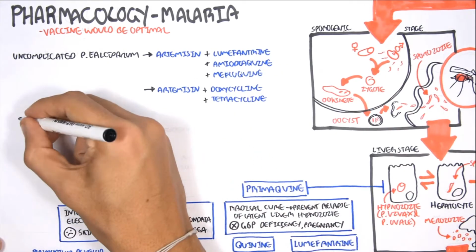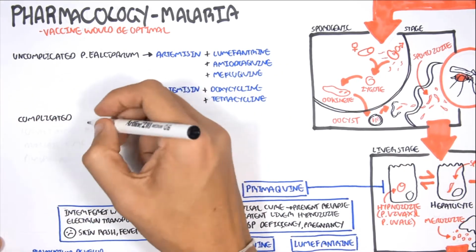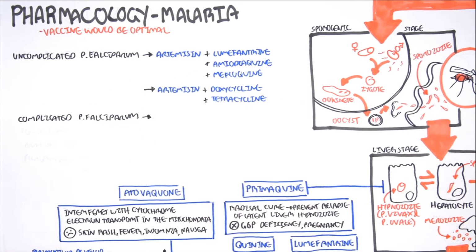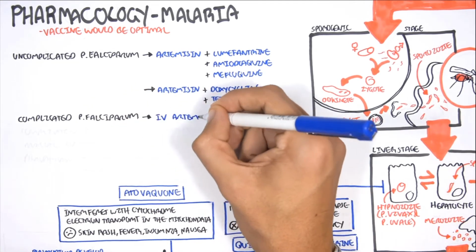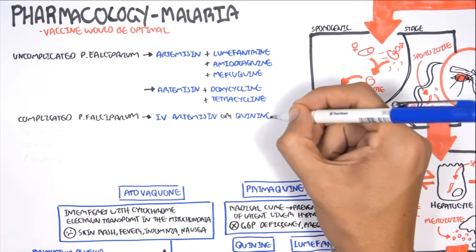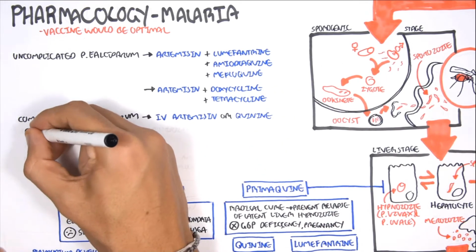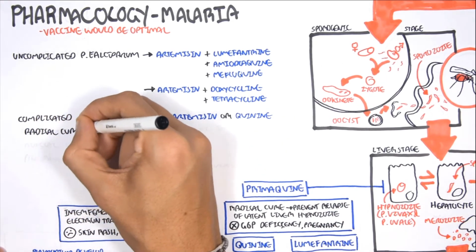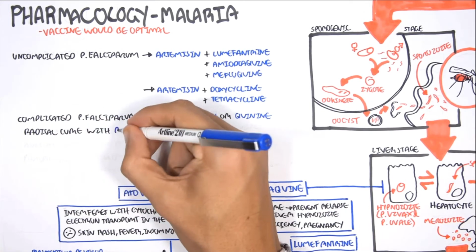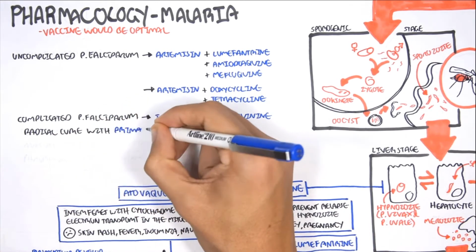Now for complicated P. falciparum, complicated is really when you have organs affected, and you would give them IV artemisinins or quinine. For radical cure, which is basically targeting the dormant stages of the malaria parasite, so we're targeting the ovale or vivax in the liver, we would give them primaquine.